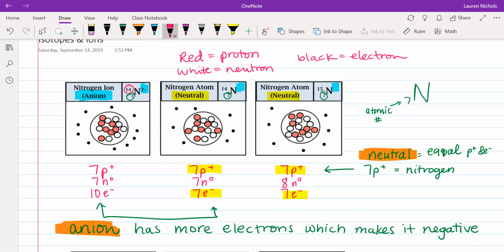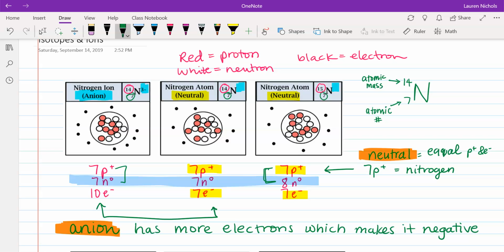Whereas this top number, we have 14, 14, and 15. What the first two have in common that the third does not is their number of neutrons. So it's protons and it's neutrons. If it has a 14, that's its protons plus neutrons, but 7 plus 8 is 15. And so this number up here is the atomic mass. This is pretty helpful for helping us figure out some vocabulary.